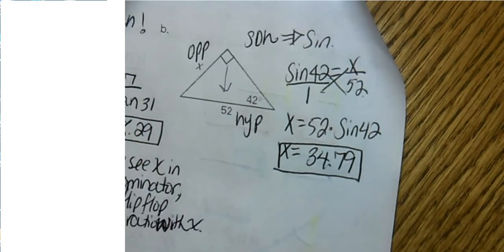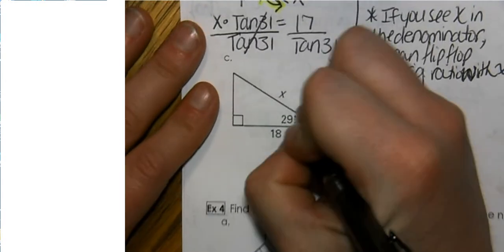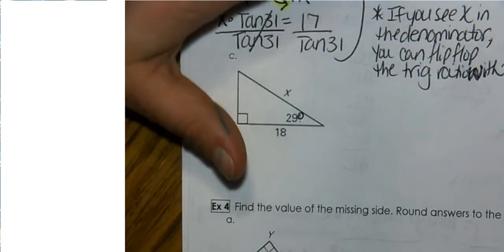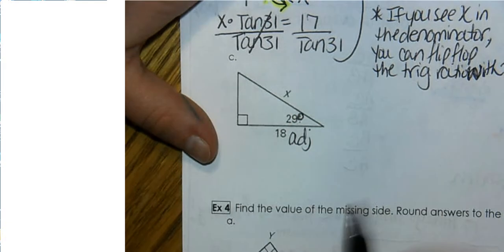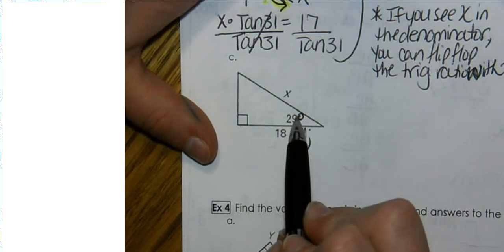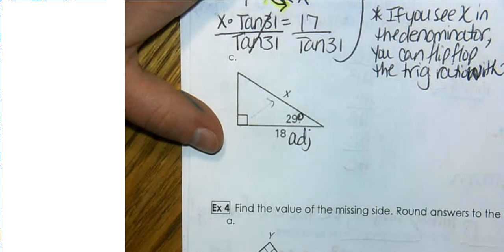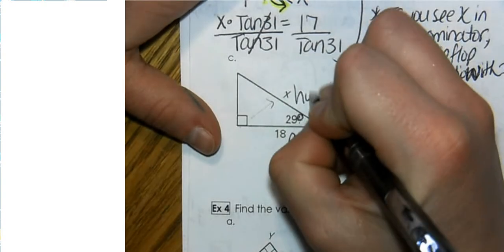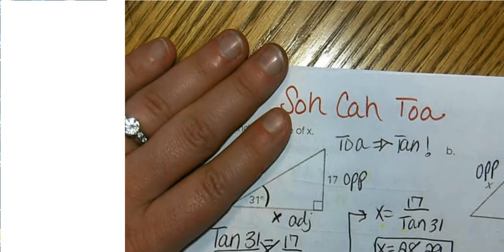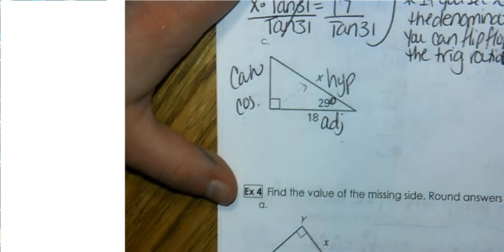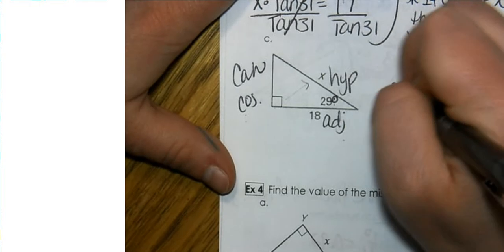Let's go ahead and look at letter C. For problem letter C, this is 39 degrees. And we know that 18 is the adjacent because it touches both the right angle and the 29 degrees. X is across from the right angle, making it the hypotenuse. And what uses A and H, adjacent and hypotenuse? That is cosine, CAH. So that tells me I'm going to be working with the cosine of 29.